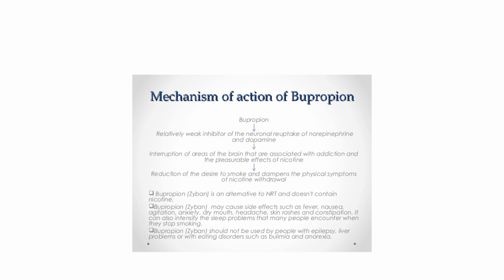Coming to the mechanism of action, how bupropion helps. This is a relatively weak inhibitor of neuronal uptake of norepinephrine and dopamine. Interruption of the area of the brain that is associated with the addiction and pleasurable effect of nicotine, that is, the relay of pleasurable activity, is cut by bupropion, and this helps in reduction of desire to smoke and dampens the physical symptoms of nicotine withdrawal. This is an alternative to NRT. When compared to NRT, this does not have nicotine in it and can be used very safely, but it should be seen that it is not used by people with epilepsy, liver problems, and eating disorders.